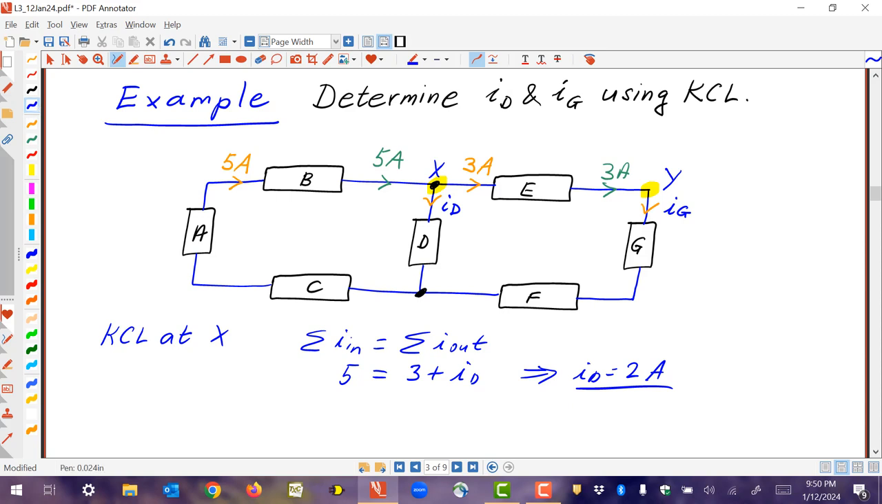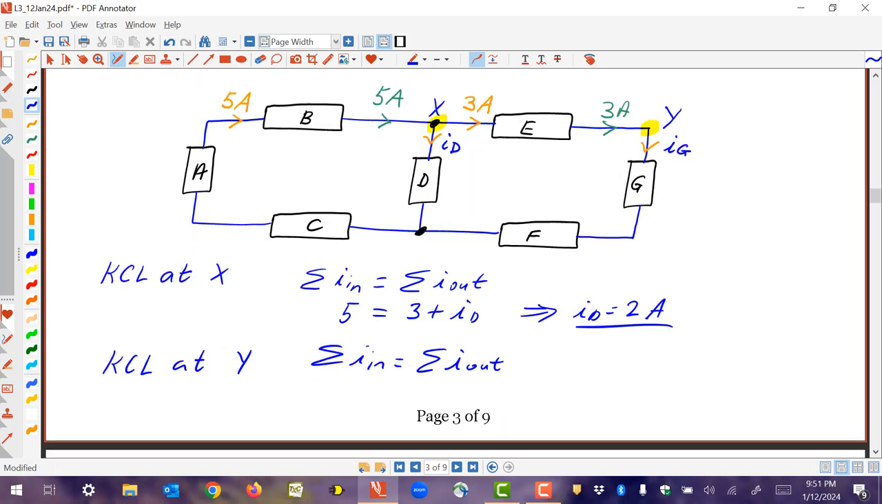So we have to be clear about why we're getting the result. What does it do? Is it KVL? Is it KCL? Or is it something else, right? So again, KCL at Y, sum of the currents in, is equal to sum of the currents out, right? So what's coming into node Y? 3. What's going out? Well, that is a variable to be measured, IG, and that gives you that IG has to be 3 amps, right? So this is another illustration of Kirchhoff's current law, right?